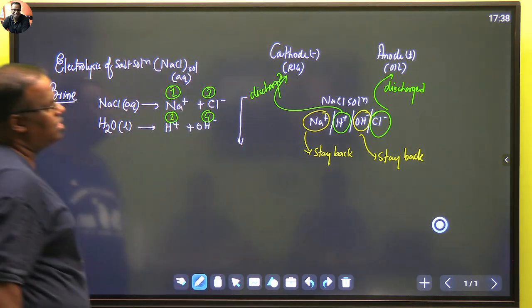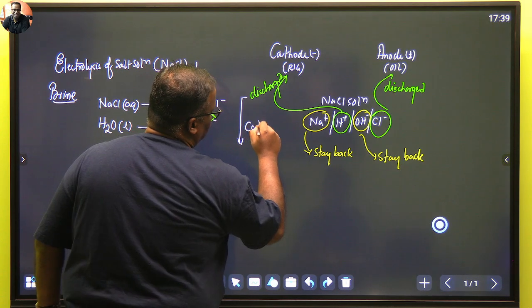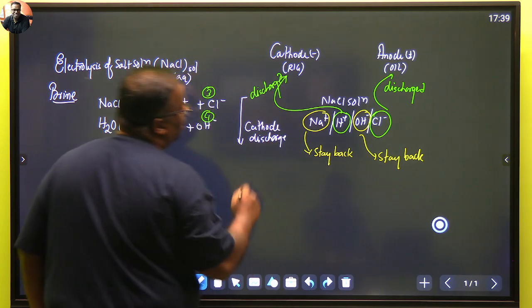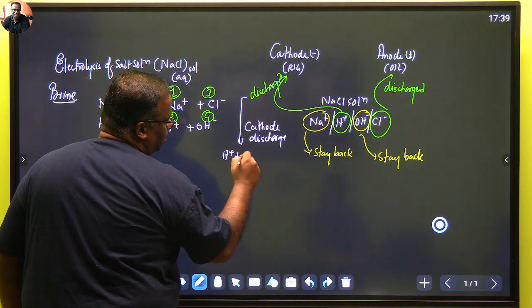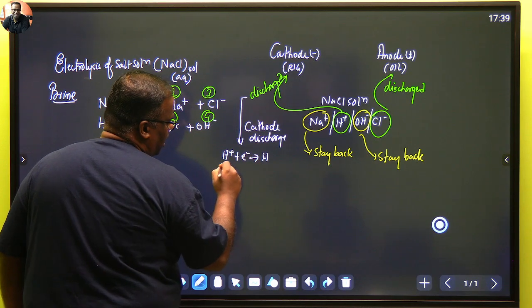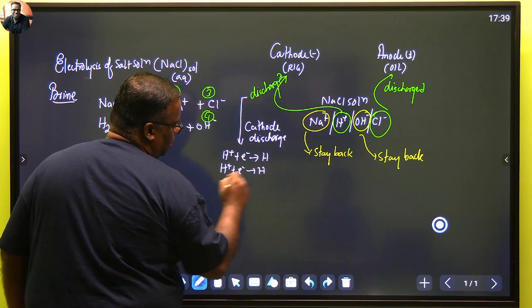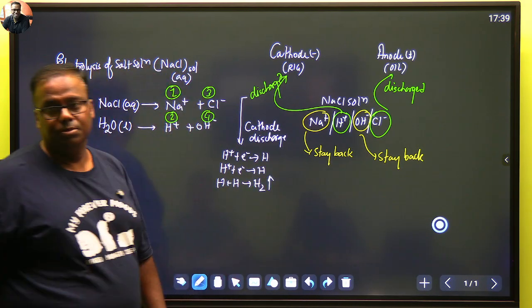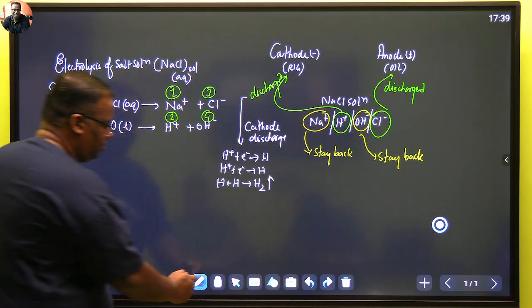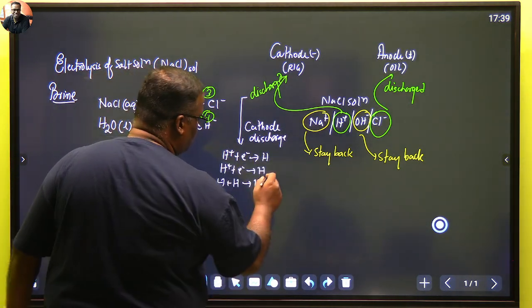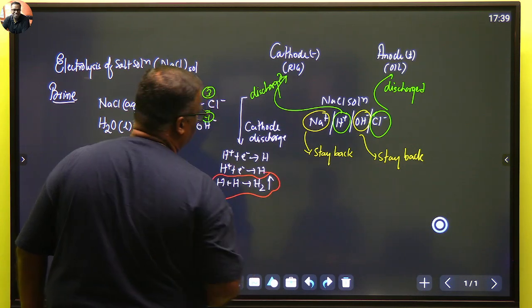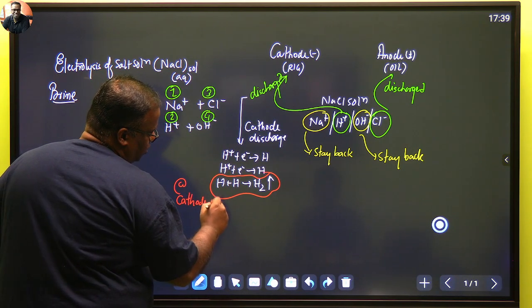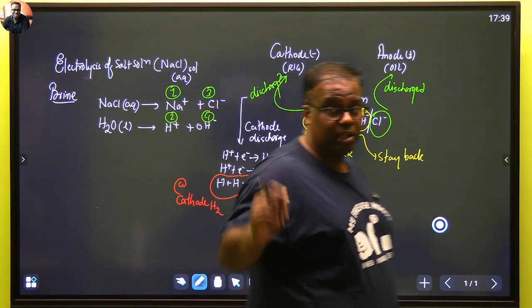Okay, discharge. So let's see the cathode discharge. Let's see what is happening at cathode. At cathode, hydrogen ion will gain an electron and become hydrogen. Another hydrogen will gain an electron, become hydrogen. 2 hydrogen atoms will combine with each other and come out as hydrogen gas. ये होएगा ही होएगा. Barring 1 or 2 cases which we will see. So at cathode, hydrogen is discharged.